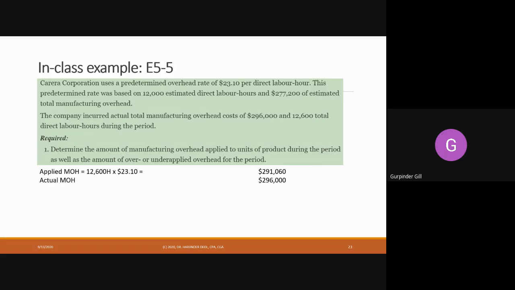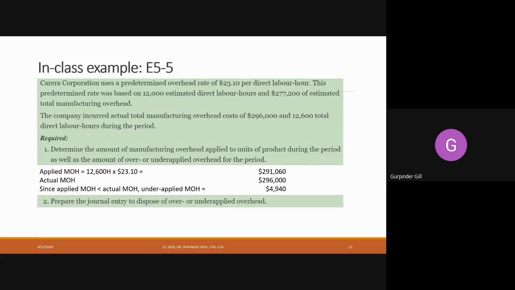The actual manufacturing overhead came out to be $296,000. In this case, your actual manufacturing overhead is higher than what we had applied during the year. So we are looking at underapplied manufacturing overhead, which is $4,940. Now, how do we prepare a journal entry to record this?